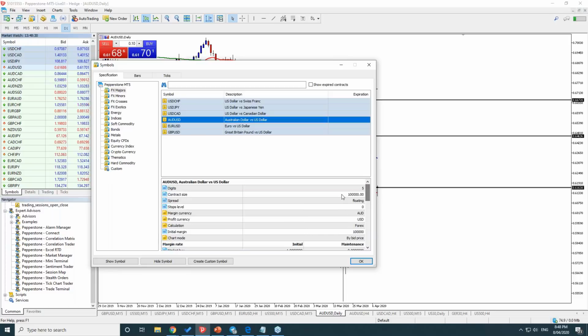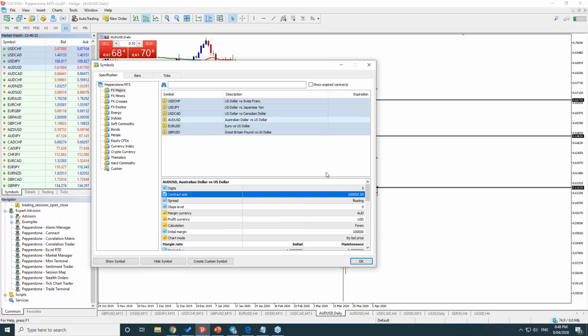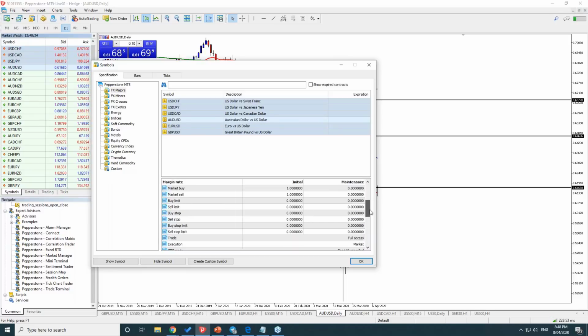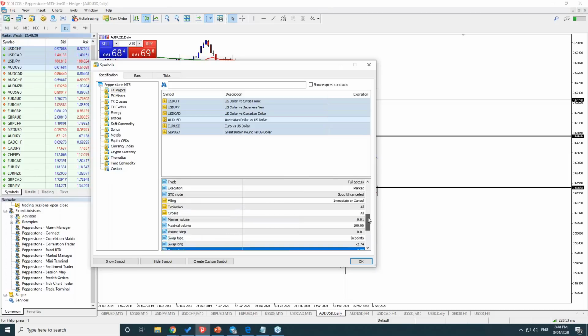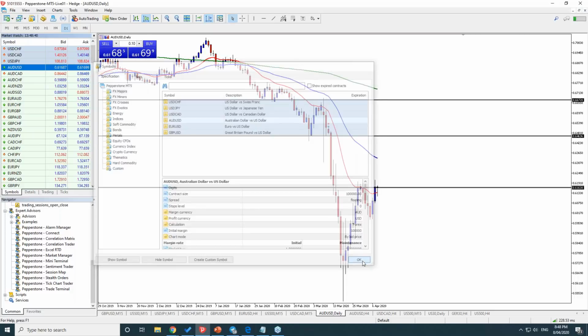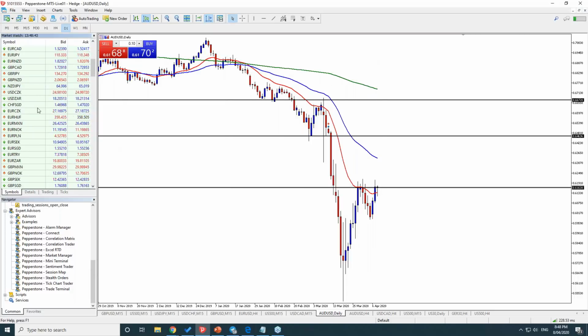You can see the size of a contract. So a contract in this case is $100,000 effectively, one contract would be. You can see your swaps per day, swap long, swap shorts. All this information's in here in MetaTrader 5. It's in cTrader as well, but you can see all of that.